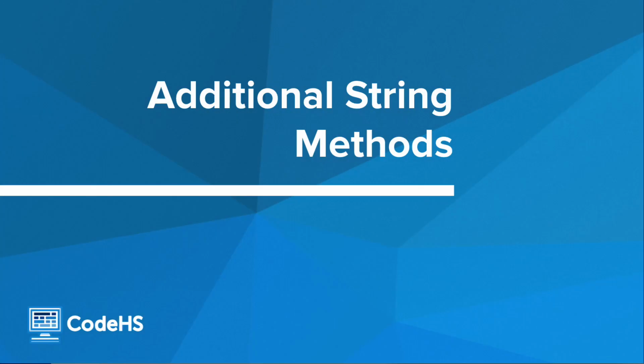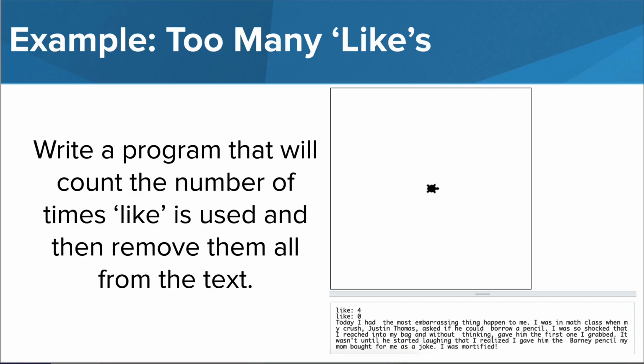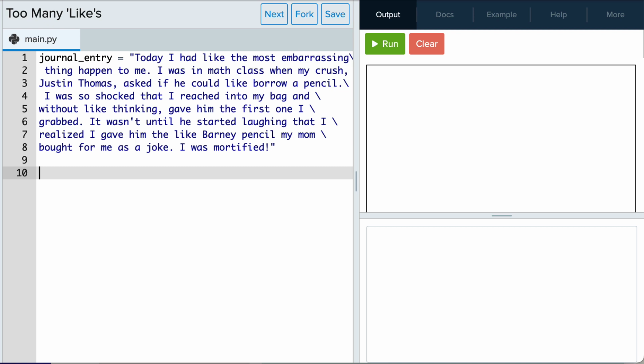Let's look at an example in the editor. In this program, we're going to look through some text to see how many times the word "like" was used. Then we'll remove all of them from the string and print it to the console. We're starting with a bunch of text saved inside a variable called journal entry.